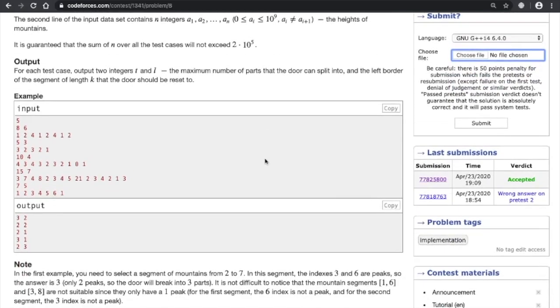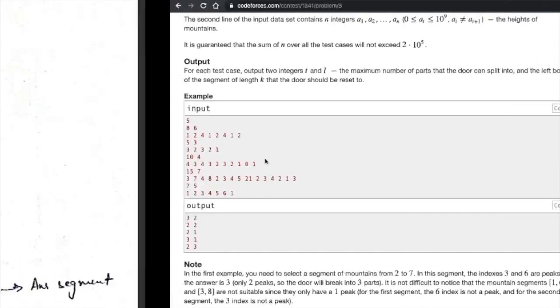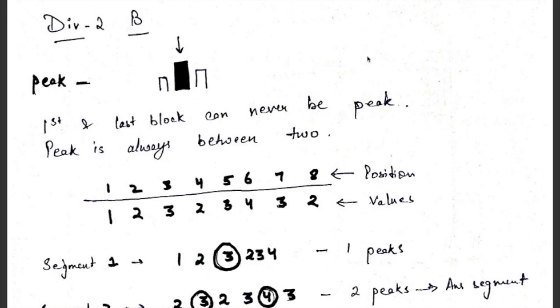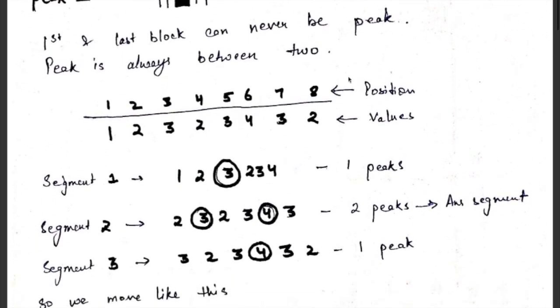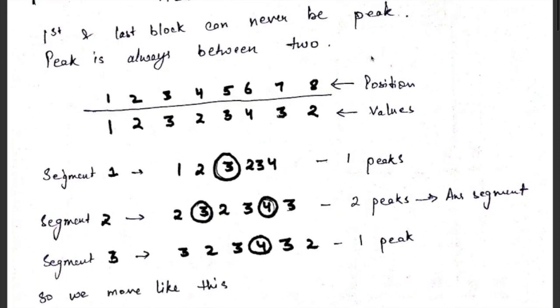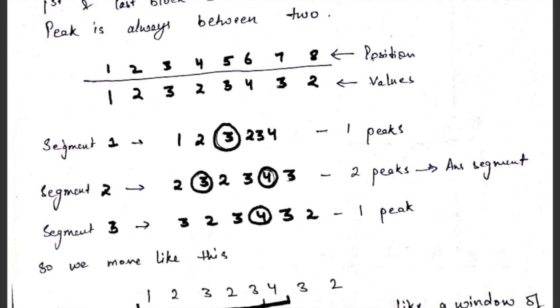So quickly getting to the understanding part. Here I have represented what a peak looks like. The middle element should be greater than the left one and the right one. Suppose we have this array, these are the positions and these are the values of the array. So if k equals 6, what will be the segments which divide this k? The first segment will be from 1 to 4, the second segment will be from 2 to 3, and the third segment will be 3 to 2.